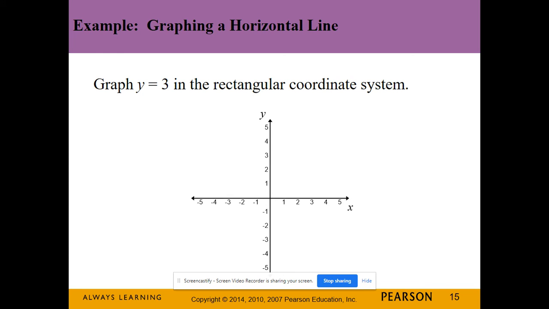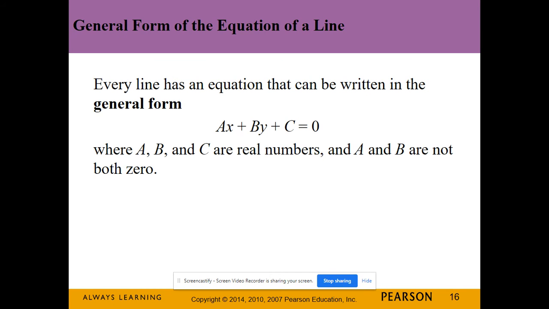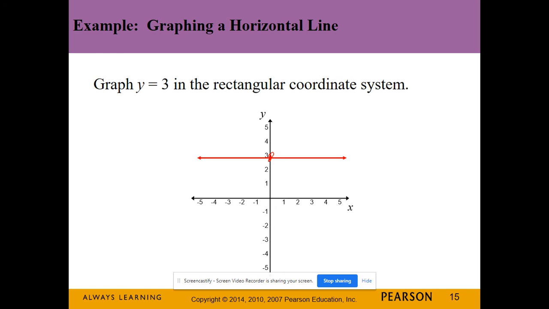Graph y equals 3 on there. So y equals 3 is a horizontal line with a y-intercept of 3. Knowing that, that's enough, because the first thing I would do is just plot my y-intercept of 3 and then draw a horizontal line through it. That's all you have to do. It was asking to graph x equals 4. That would be a vertical line with an x-intercept of 4. So I would just plot the x-intercept first and then draw the vertical line through it.